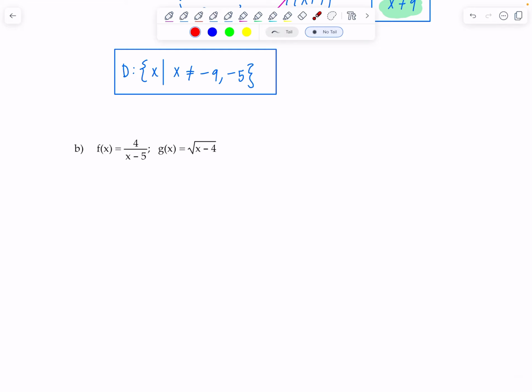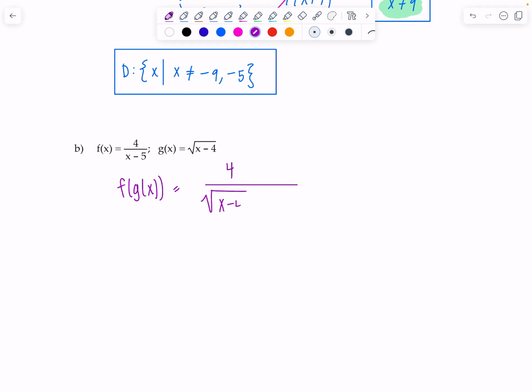One more, f of x equals 4 over x minus 5, and g of x is rad x minus 4. So same thing, we're going to first find the composition, f composed with g of x. So f of x is 4 over, instead of x, I'm going to write rad x minus 4 minus 5. Excuse me. So, I mean, you can stop here. Some students, oh my goodness, they impressed me. They rationalized that denominator. They multiplied by the conjugate. I'm cool. Just leave it here because it's easier to find the domain with it like this.